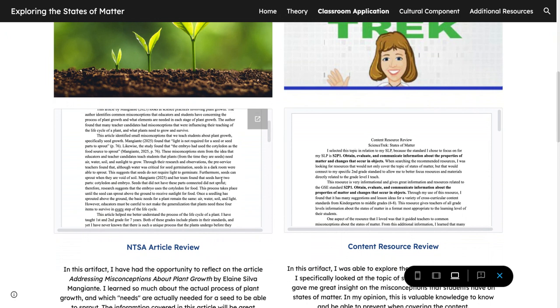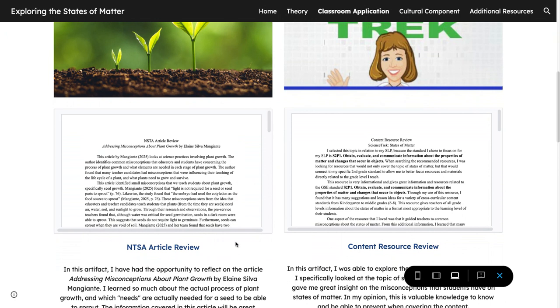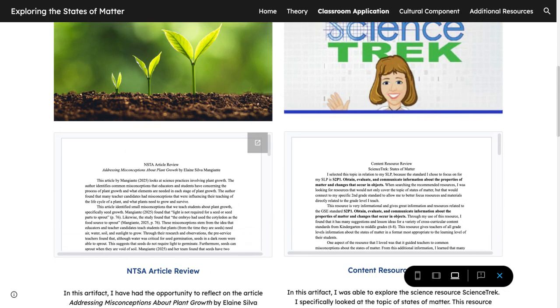First, through our NSTA article review, talking about the misconceptions about plant growth, and it talks about the plant's needs, which we would talk about how there's air, there's water, and there's soil, so solids, liquids, and gases, and then some of the misconceptions that come along with that.